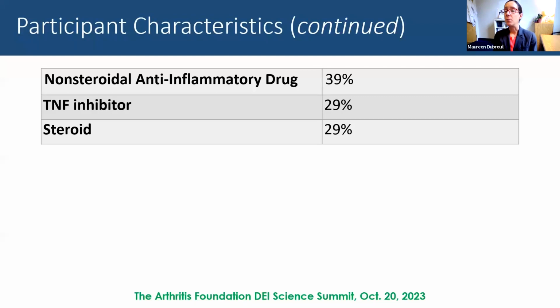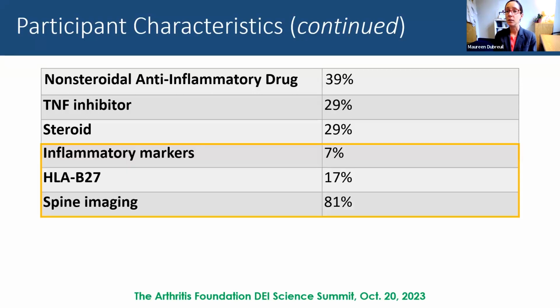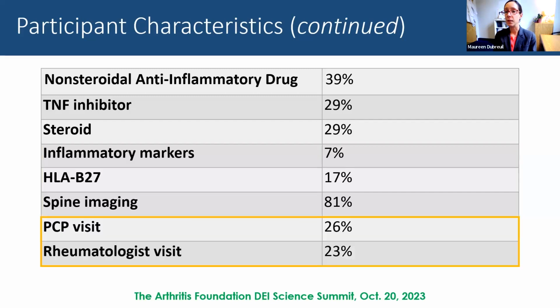In terms of ankylosing spondylitis characteristics, you can see over a third were on treatment with usual medications, including non-steroidal anti-inflammatory drugs, TNF inhibitor, or steroid. In terms of testing within the year previous to diagnosis, 7% had inflammatory markers, 17% had the gene tested, and over 81% had spinal imaging. And then in terms of healthcare utilization, around a quarter had a visit with a primary care provider or a rheumatologist.